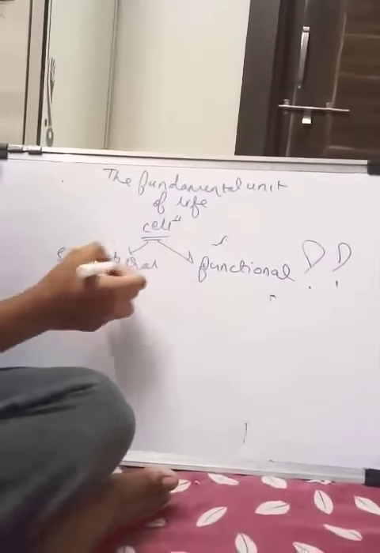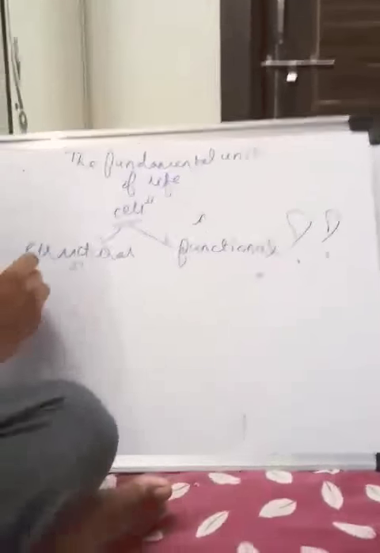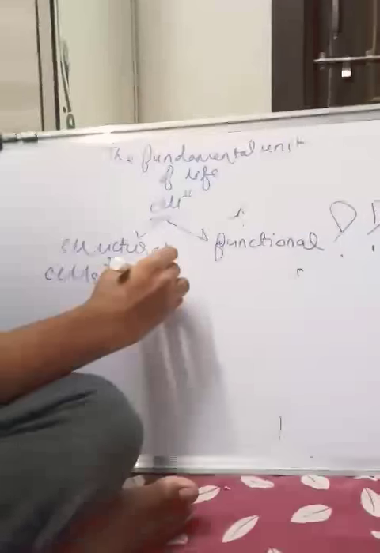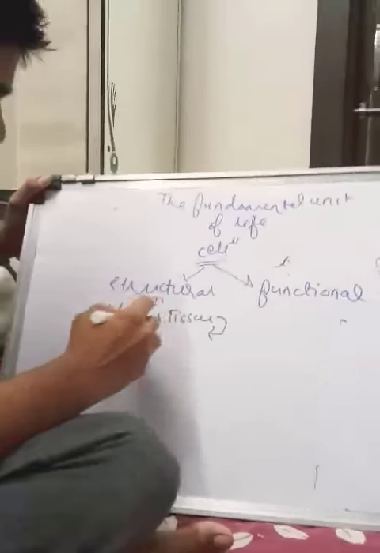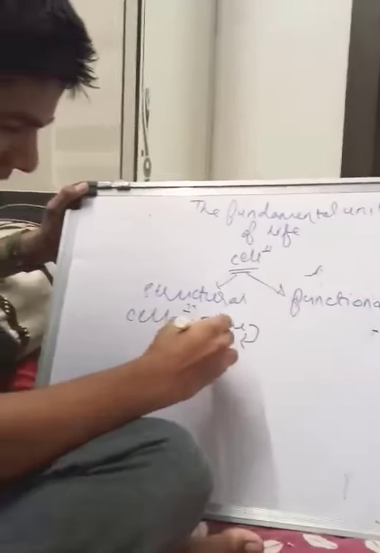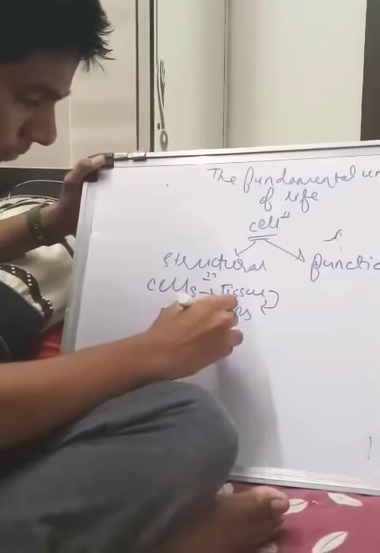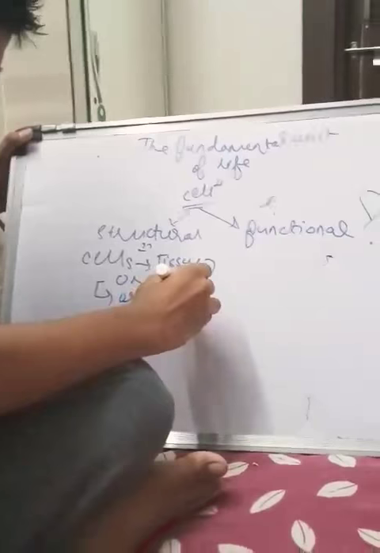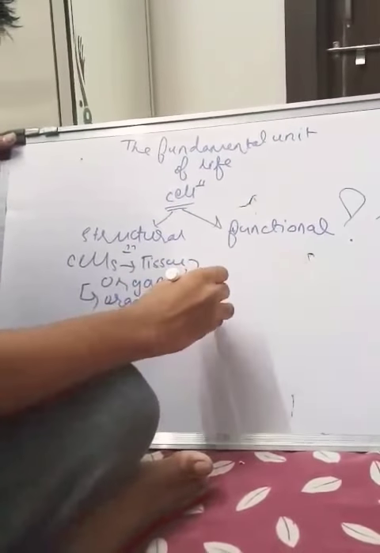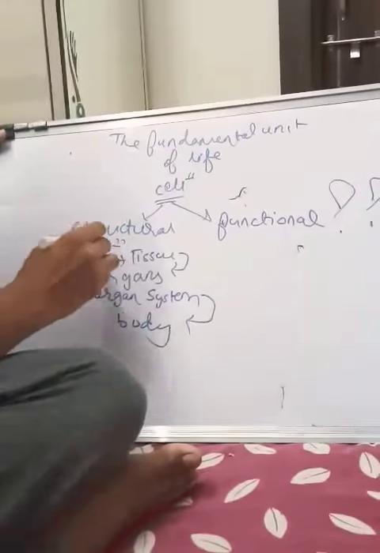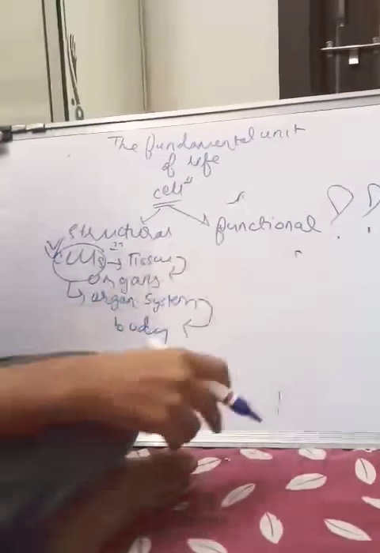It is known as the structural unit of life because cells form tissues, tissues form organs, organs form organ systems, and organ systems finally form a body. That's why the cell is known as the structural unit of life.